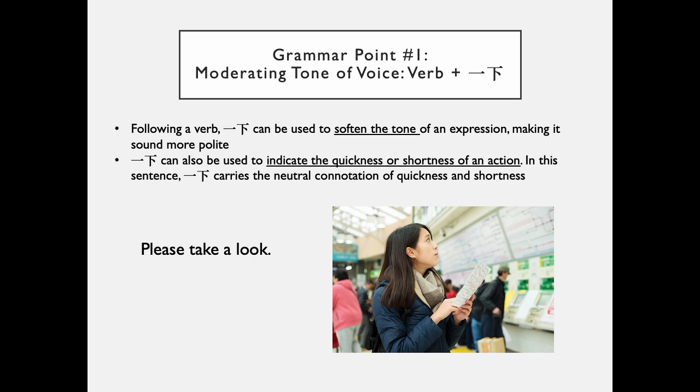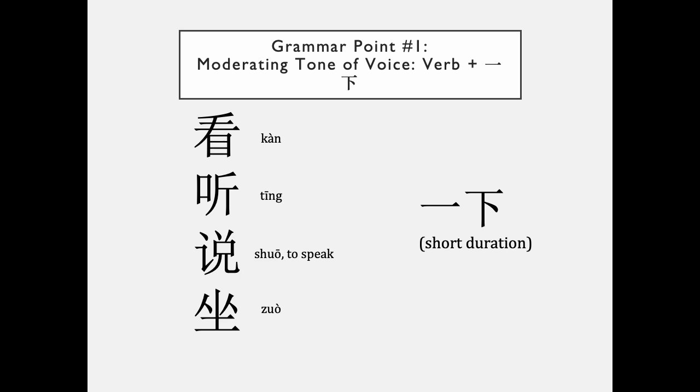Let's look at another example. 中文怎么说? Please take a look. 中文怎么说? You would say, 请看一下, right? Please look. And maybe it means for shortness of time, but it can also express this more polite form of softening the tone. Let's get a little more practice here. These are the verbs we've studied so far. Let's look at the first one. Here we would say, 看一下. And again, it's a short duration of time, and it also softens the expression.